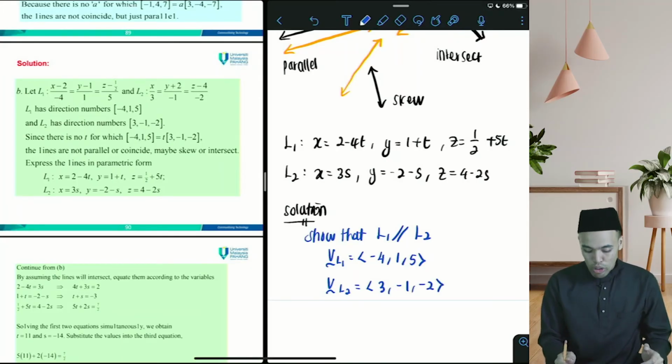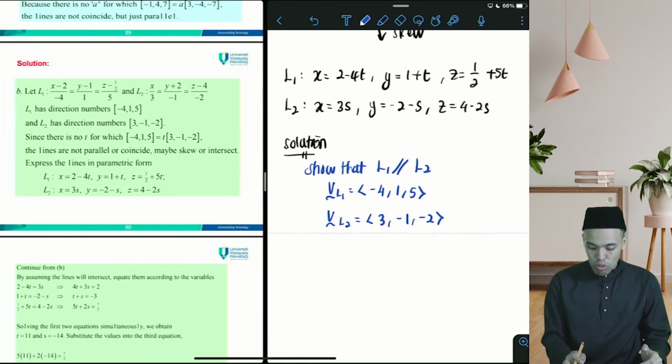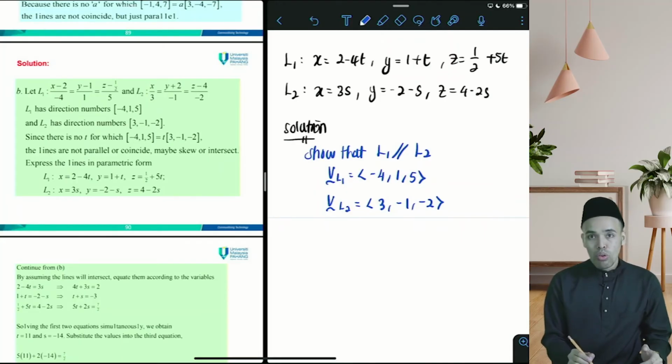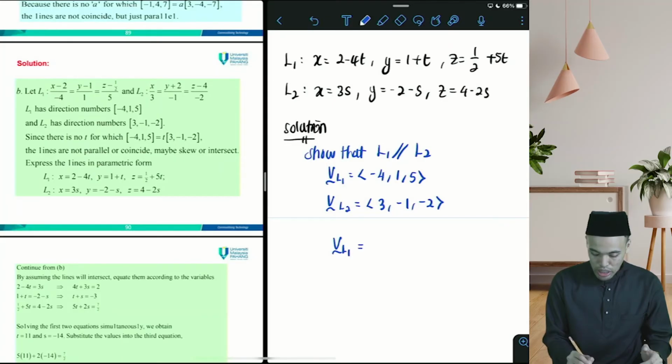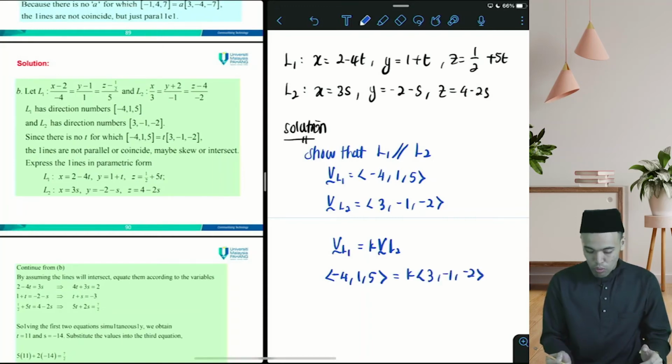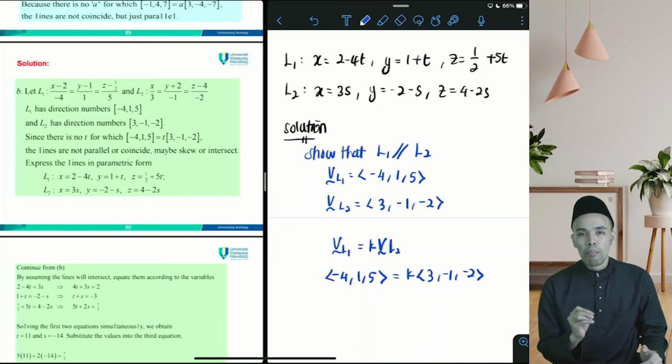So right now, what should you do? You have to show this expression is true: VL1 is equal to k times VL2. So in this case, I will get (-4, 1, 5) equal to k times (3, -1, -2). So I have to compare in terms of the components separately.